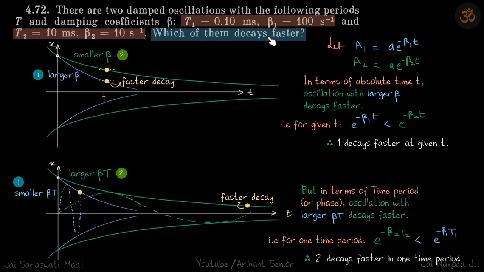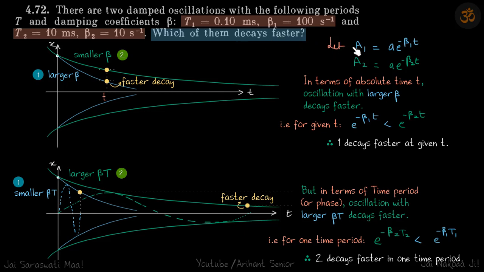When we talk about decaying, we talk about amplitude and not the displacement. So the answer to this question can be given in two different ways. One is, if we look at the absolute time, we need to see which one of the two decays faster.